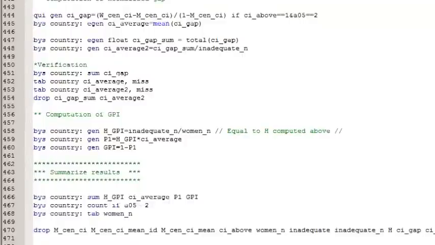Now, we have all the elements we need to compute the Women's Empowerment in Agriculture index. Please remember that this index is equal to 0.9 multiplied by the 5DE plus 0.1 multiplied by the GPI.